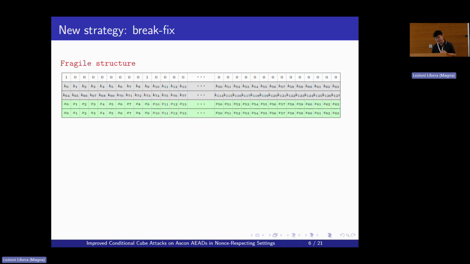So we need to introduce some new strategy for the conditional cube attack. In our paper, we call it a break-fix. It has 2 phases, called a break phase and a fix phase. Such a new strategy is based on the observation that the very low algebraic degree is based on a very fragile structure, in which the first nonce and the second nonce must be equal.